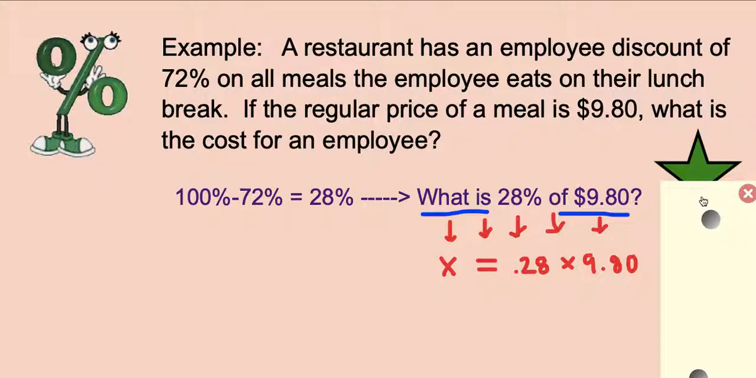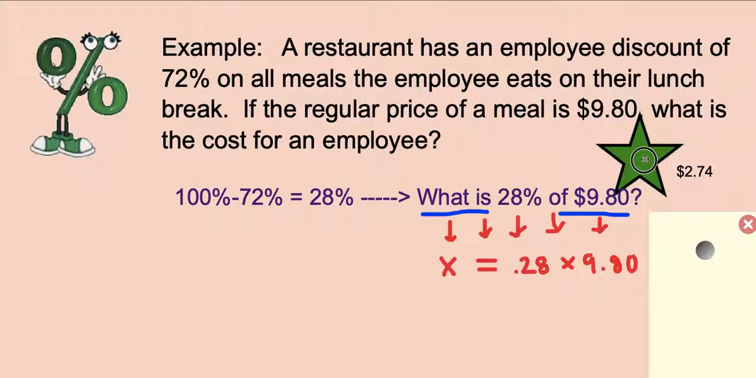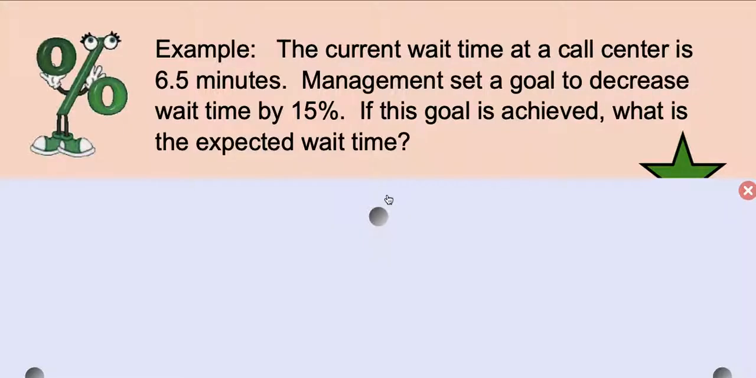0.28 times 9.80. If I make an estimate of that, say 28% is just a little less than a third, right? So what's a little less than a third of about $10? Well, that's going to give me somewhere in the $3 range, right? So let's see if we got that. All right, $2.74 makes sense. And I did lie, I'm sorry. We are going to do one more.